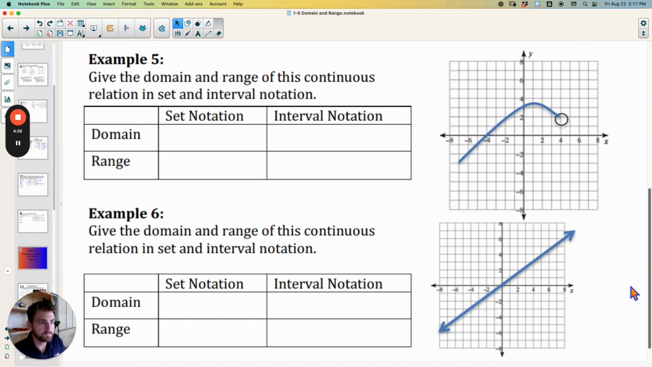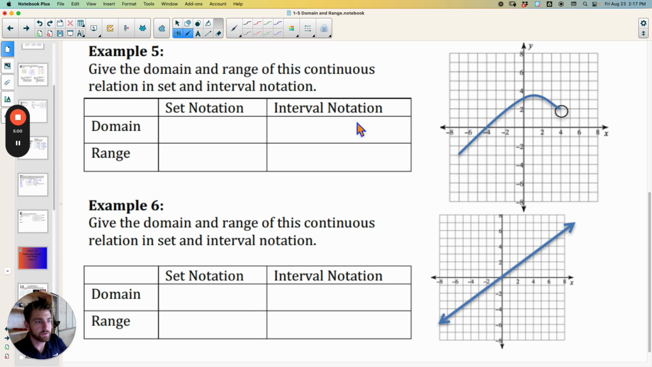So let's scroll down here. The first thing I'm going to have you do for this example is go ahead and put an arrow on the end of this, because we want this graph to be going forever and ever this way, and then we'll figure out the domain and range with it like that.